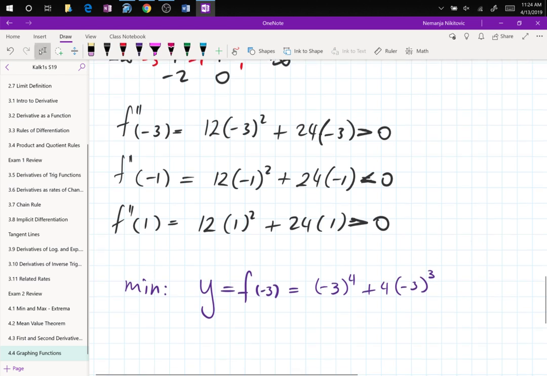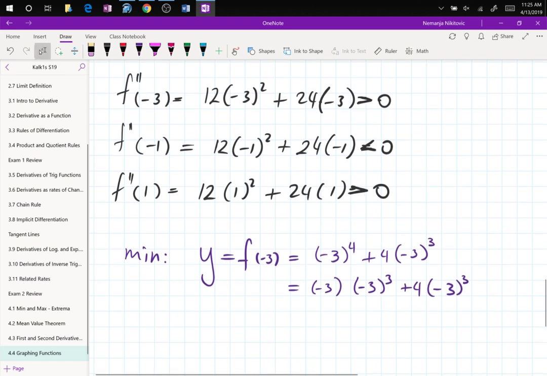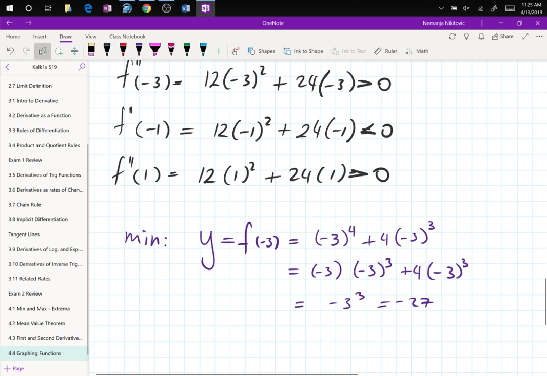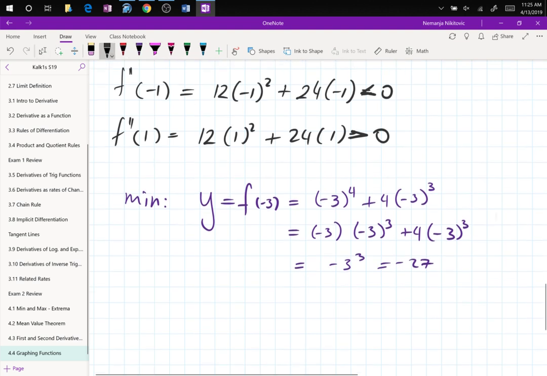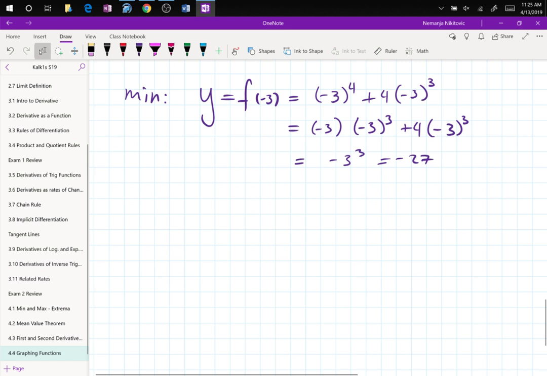Now, you can punch all of this in the calculator, or you can do this. Negative 3 times negative 3 cubed plus 4 times negative 3 cubed. So this is 4 minus 3. So this is just negative 3 cubed, which is negative 27. All right, good. I just used algebra. I factored to compute this.